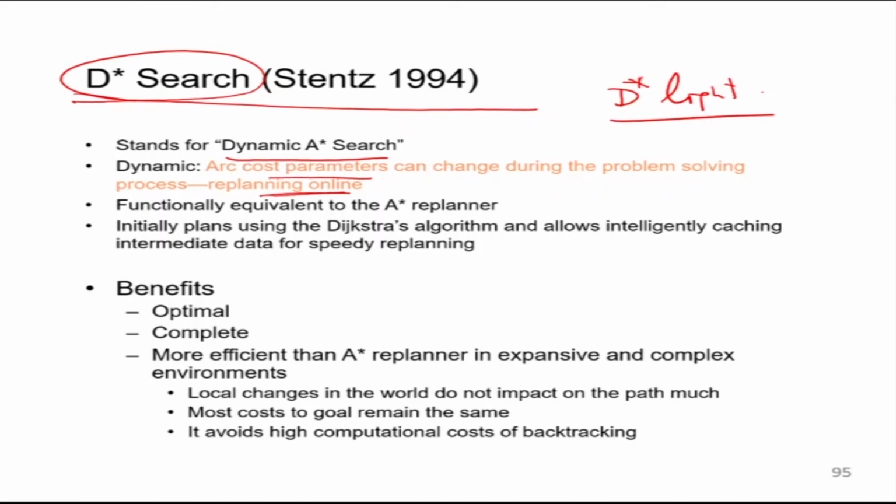Now the benefits of D star is that basically it is optimal, complete. It is more efficient than A star because replanning is expensive in complex environments where the environment is very complex. Now the local changes in the world do not impact the path much. So most costs to goal remain the same, and it avoids the high computational cost of backtracking.